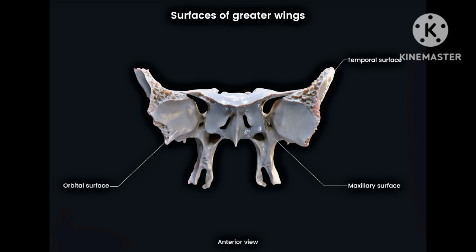The upper edge of the orbital surface of the greater wing articulates with the orbital plate of the frontal bone, while the lateral margin articulates with the zygomatic bone. The inferior margin of the orbital surface forms the posterolateral margin of the inferior orbital fissure, while its medial margin forms the inferolateral edge of the superior orbital fissure.